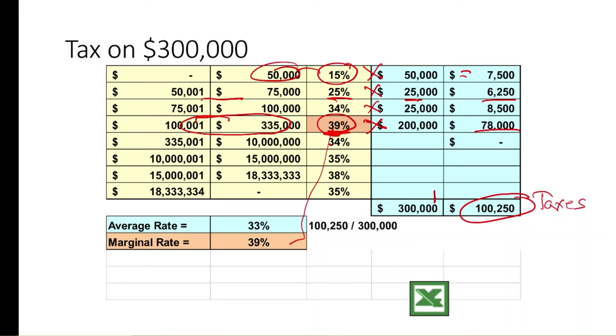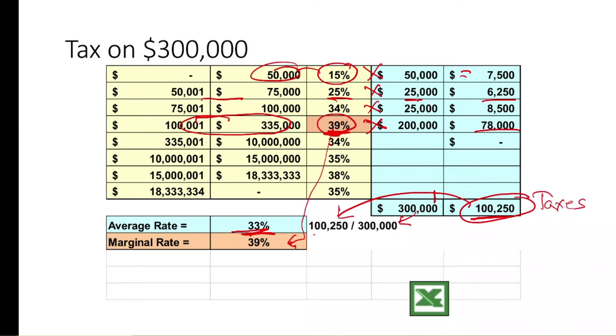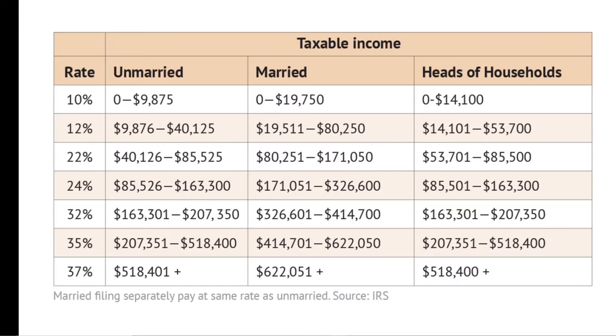Okay, right there. Your average rate would be you take your total taxes divided by how much income you had, and on average you were paying 33%. So that's how you do taxes. Now, right now we're at a flat rate of 21% for corporate taxes. So it makes everything really, really simple. But once again, I wanted to show you this way because that's how individuals are taxed.